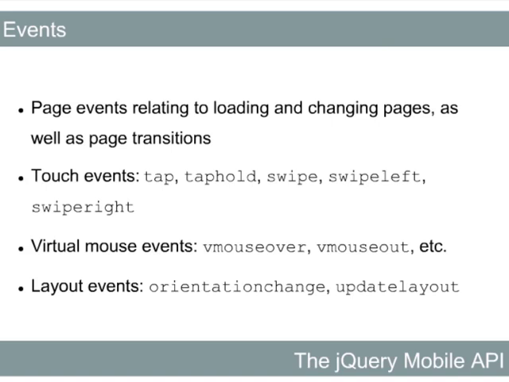So the big thing that people usually want to talk about is the touch events. And jQuery Mobile does have a nice set of touch events, and we'll talk about those. It also has a set of virtual mouse events to abstract away problems with the mouse in a touch context. And then there's a couple of layout events that we'll talk about as well.